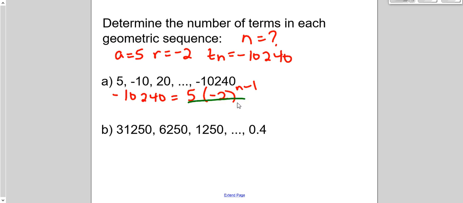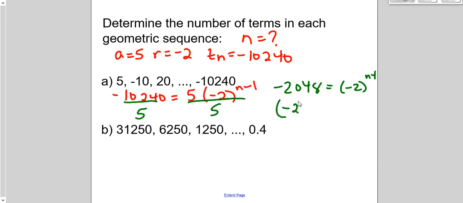Okay, so let's start by dividing by 5, dividing by 5. So 10240 divided by 5, and that gives me -2048 equals -2 to the n minus 1. All right, so let's change this so that it's a base of -2. So this number is the same thing as -2 to what exponent? So I'm going to have to play a little bit with my calculator. So -2 times -2 times -2 times -2 times -2. So that's 5. Let's do 6, 7 times.